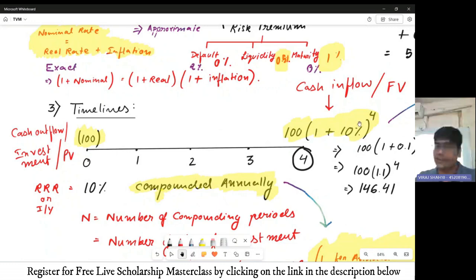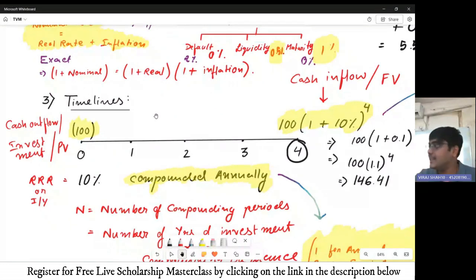This outflow is called cash outflow, the investment, and the present value, PV. Present value. And RRR, the required rate of return, which we said is 10% compounded annually. This is denoted as RRR or I by Y. I by Y is a very specific notation. I will tell you the reason later. You can copy this timeline at least. Make the timeline like this, it will help you. Once the timeline is made, tell me, and I will then tell you what is written.